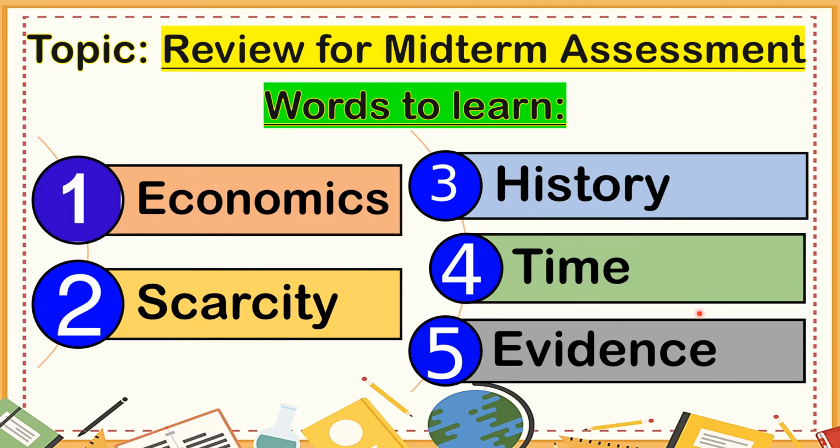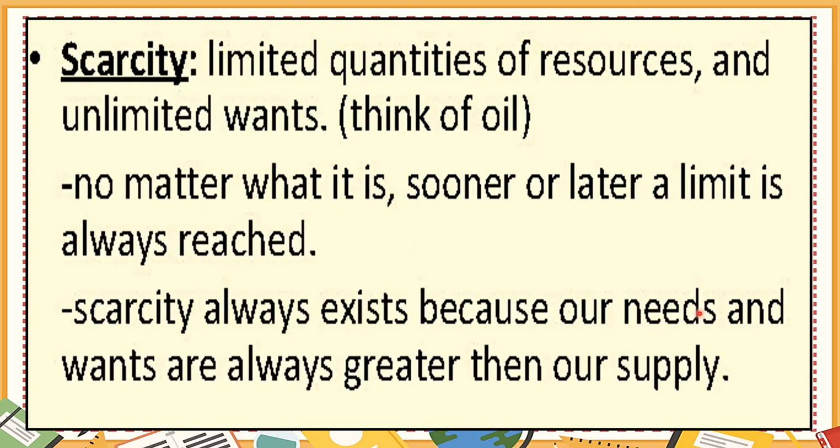Now, let's go to the second word, which is scarcity. So, what is scarcity? Limited quantities of resources and unlimited wants. It means, class, our resources are not enough, but the things that we want are unlimited. No matter what it is, sooner or later, a limit is always reached because many people want a lot of things. Scarcity always exists because our needs and wants are always greater than our supply.